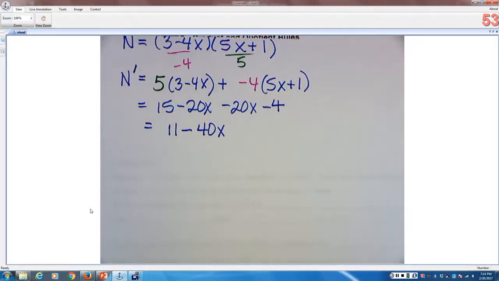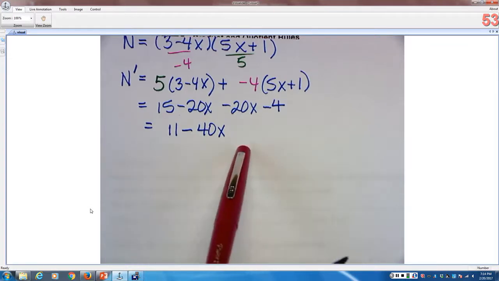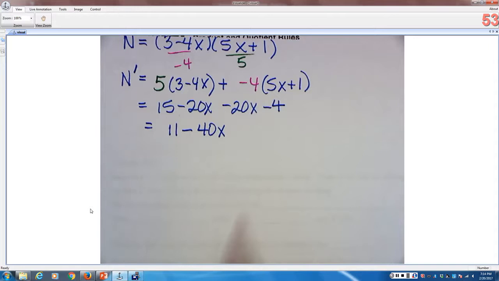40x. And while normally I wouldn't care if you simplified your derivatives at all, in this case it's going to make your life easier. Because you really would much rather use this in the quotient rule than you would have to use that, even though it would be correct.